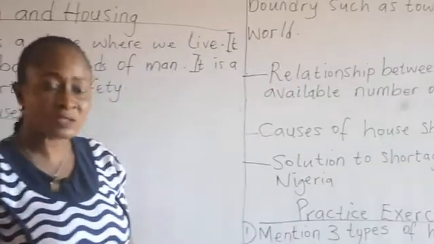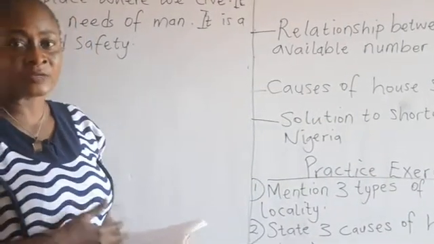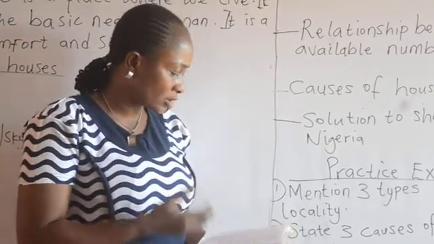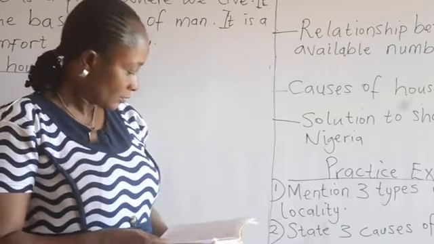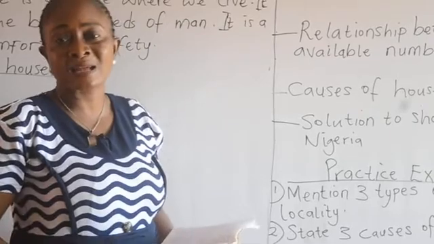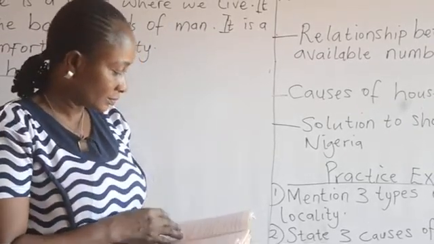There are so many causes of house shortage in Nigeria. We have population increase. We have building materials like cement, planks, rods, roofing sheets. They are very expensive. So when these building materials are expensive, individuals cannot afford them, and because of that, they cannot build their own house.